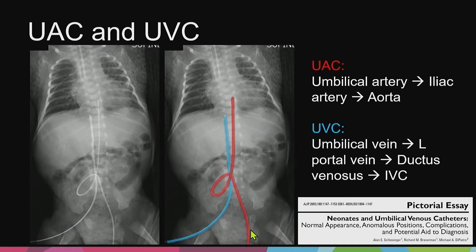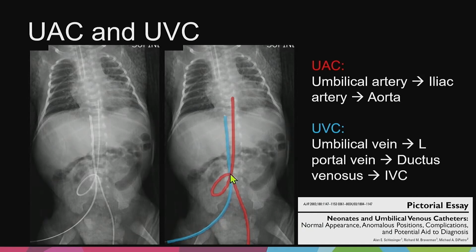The umbilical arterial catheter comes in through the umbilical artery, so they're both coming in at the level of the umbilicus. It goes down through the umbilical artery to the iliac artery and then comes upward along the course of the aorta. So it has this sort of looping course over the lower abdomen to get into that iliac artery. The umbilical venous catheter takes a more straight approach.